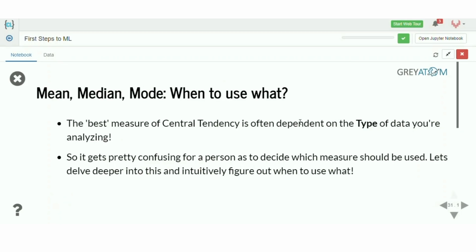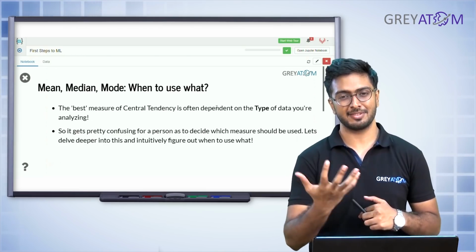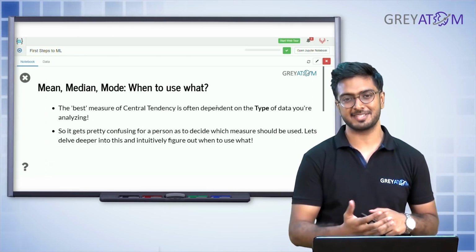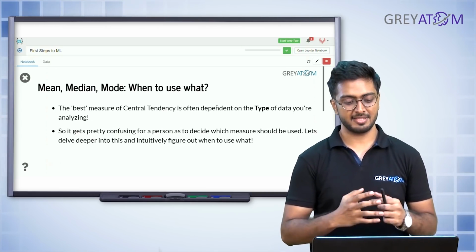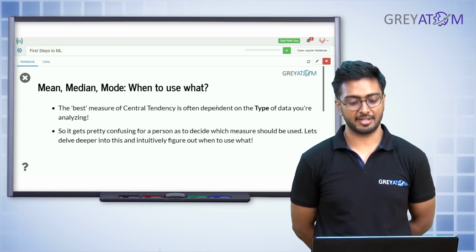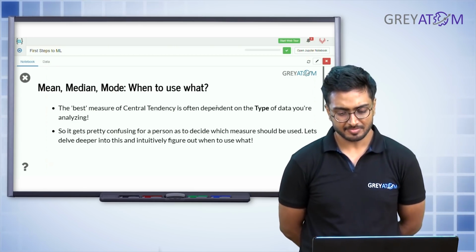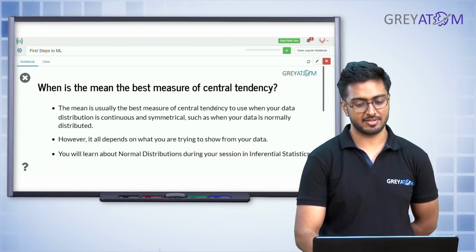Obviously nothing in data science is real, you can never answer with a single answer, right? Had there been a single answer, you would not have been studying the rest of the cases. Because there is no single answer, the best answer depends on the type of data you are using. So let's dive deeper and intuitively figure out what is the best measure of central tendency.